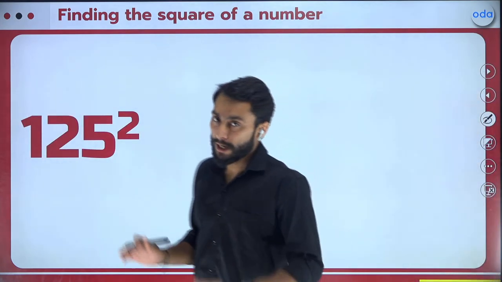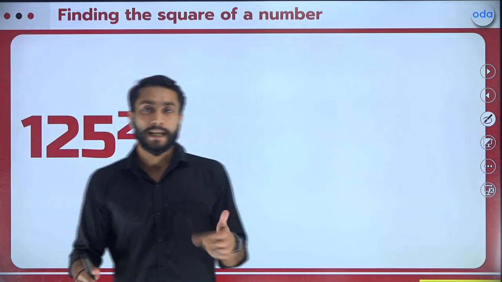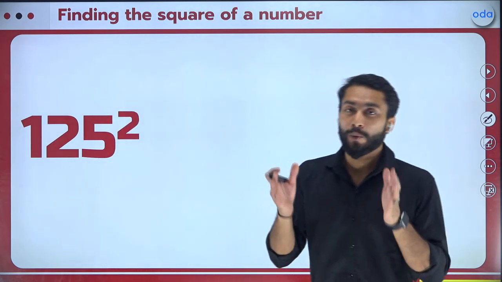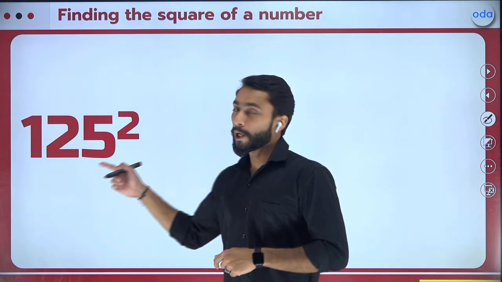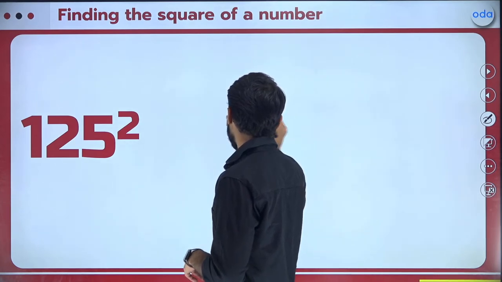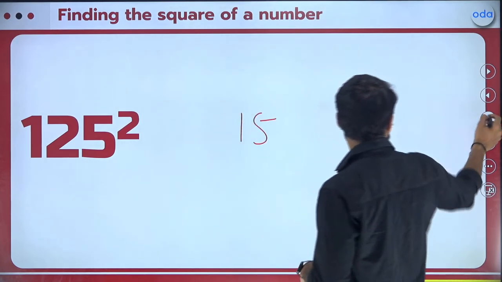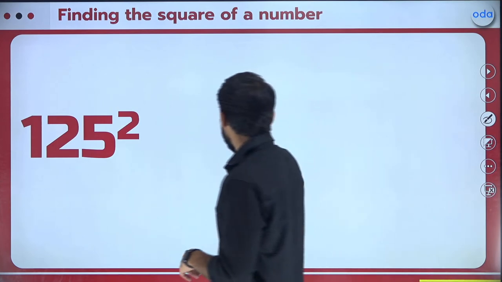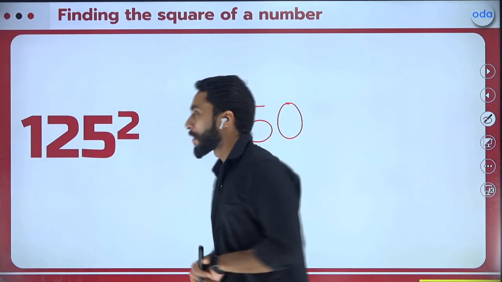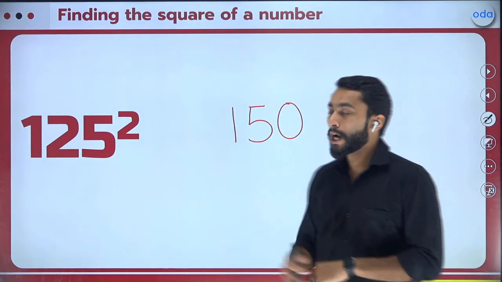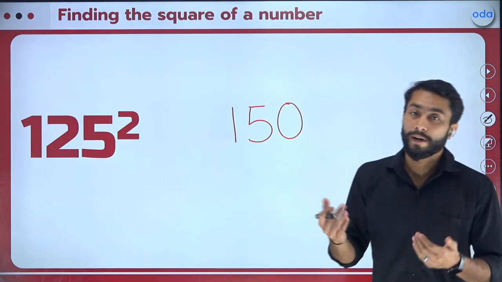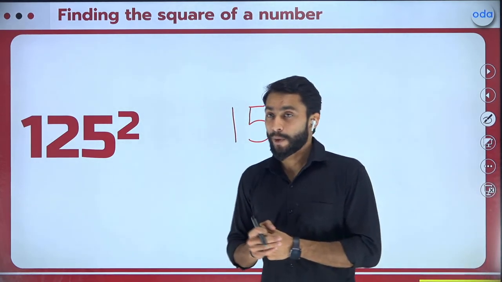125 square. All right. What is the one question that we are asking? How far is this number from 100? 25 away. So you should be adding 25 to the number itself. 125 plus 25 is 150. Yes, 150. Let me write it nicely. 150. And then what about the last two digits? How far is it from 100? It is 25 away. So the square of 25 is 625.